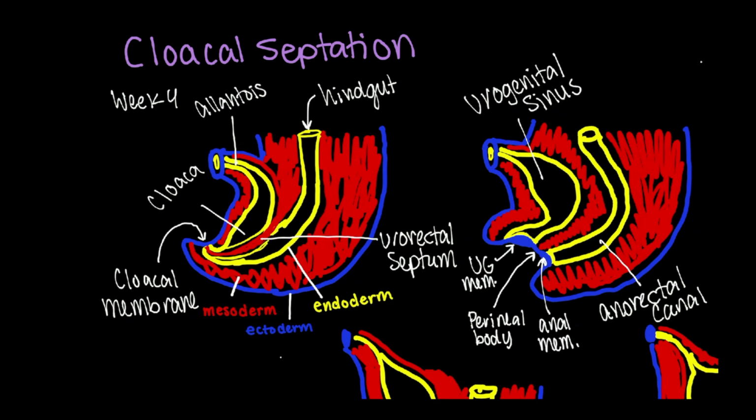At about weeks 7 through 8, the urogenital membrane and anal membranes will break down via apoptosis. This creates the separate anal and urogenital openings. The ectoderm is going to invaginate, and this will form the lower 1/3 of the anal canal. And then the upper 2/3 of the anal canal is going to be formed by endoderm. And then the junction between these two is called the pectinate line. And then the breakdown of the anal membrane opens the anal canal and anus.